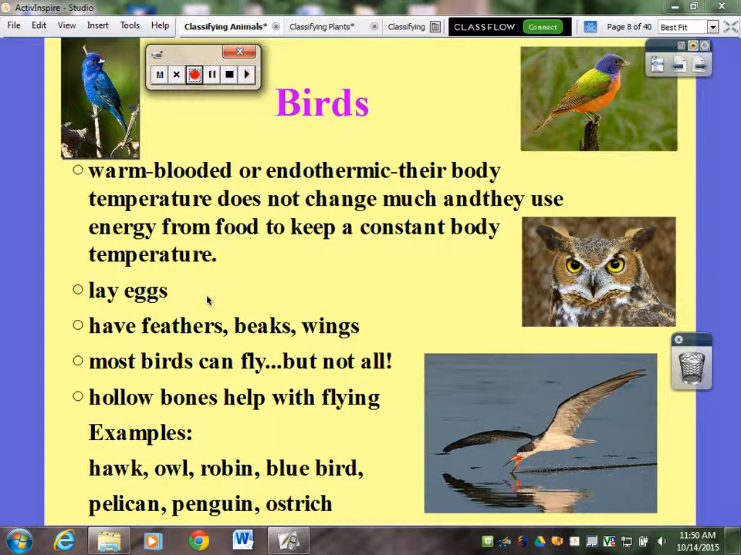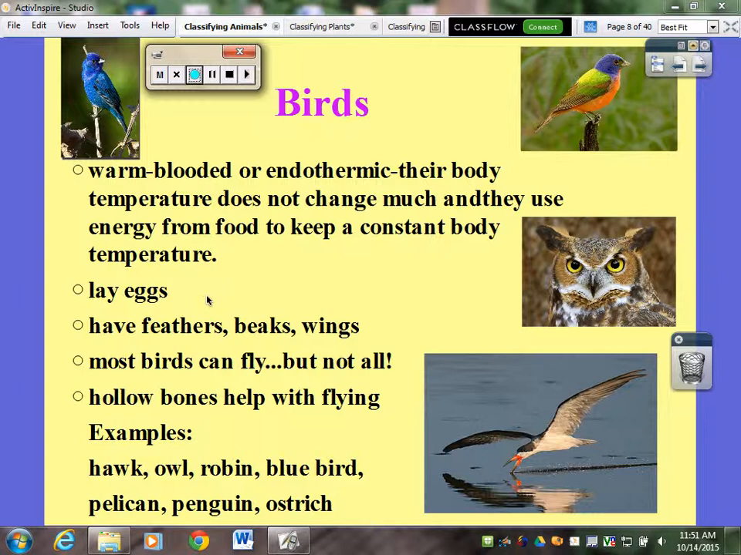But birds are an example of warm-blooded organisms whose body temperature does not change very much, and they use energy from the food that they eat to help them keep that consistent body temperature. All right, so when I'm thinking about birds, what do we know? We know that they lay eggs. We see those eggs in the nest that they build. We know that they have feathers and beaks and wings, and that most of them can fly with those wings, but not all of them. I'm thinking about poor old penguin and poor old ostrich that can't fly super well.